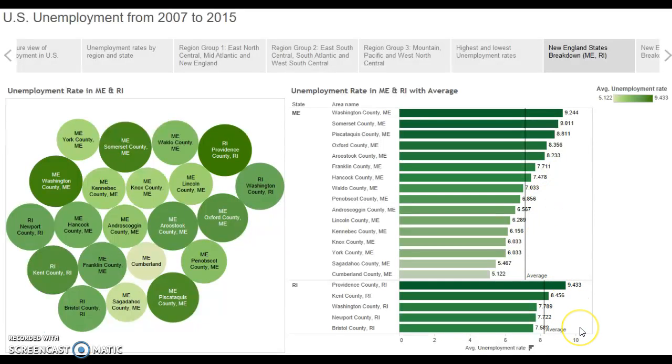And Rhode Island had a more steady unemployment rate, pretty high, with the low of 7.5%.